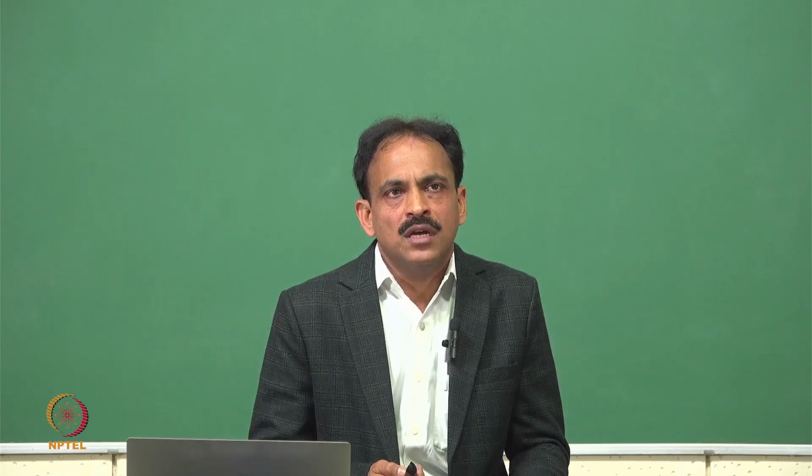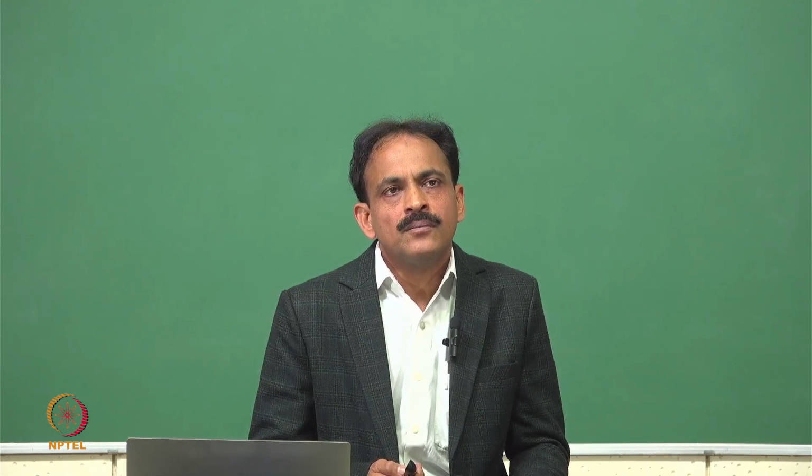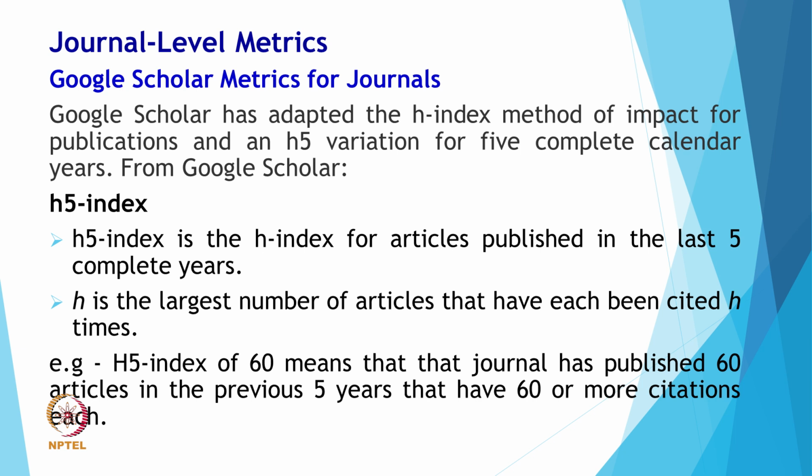H5 index is another metric from Google Scholar. H5 index is the H-index of articles published in the last 5 complete years. A publication that had 5 articles but only 3 had at least 5 citations or more would have an H5 of 3. This metric is based on the articles published by a journal over 5 calendar years.